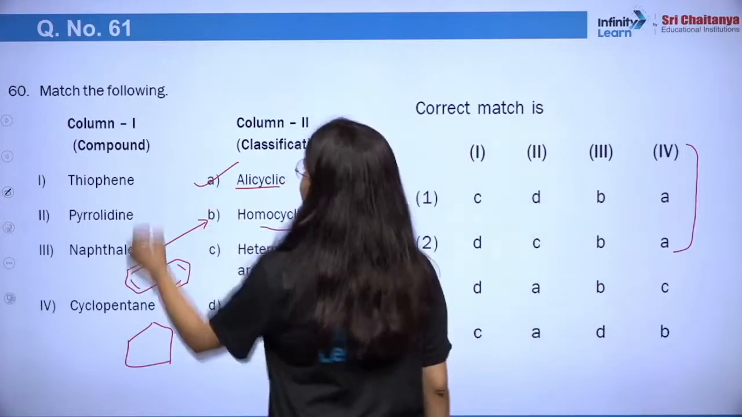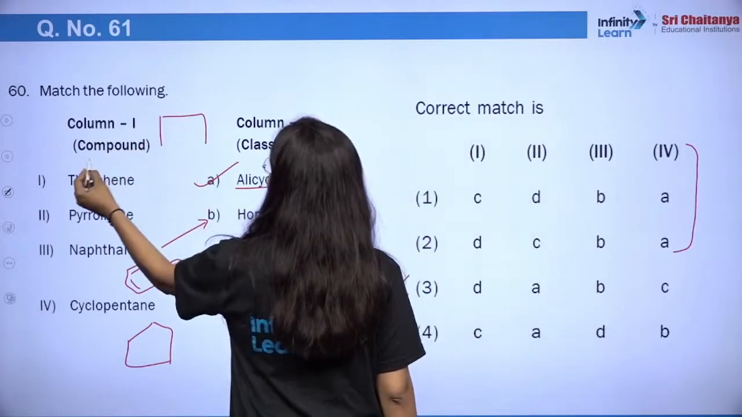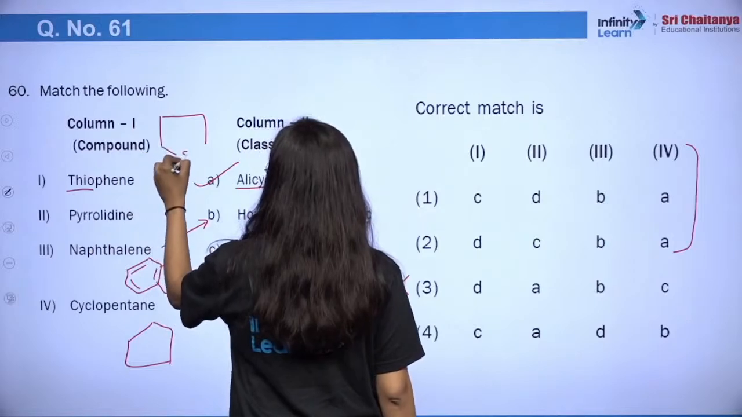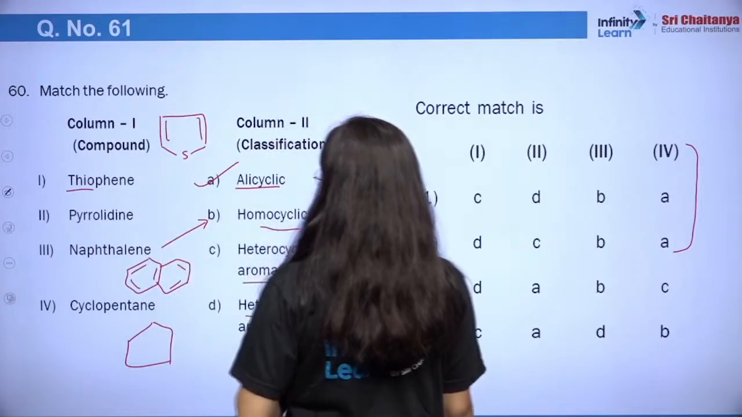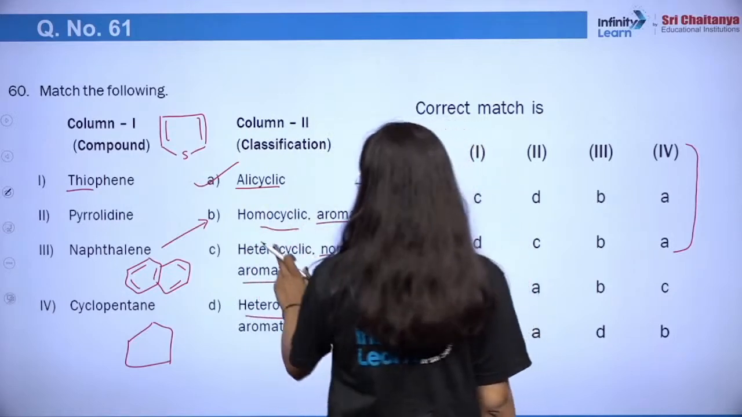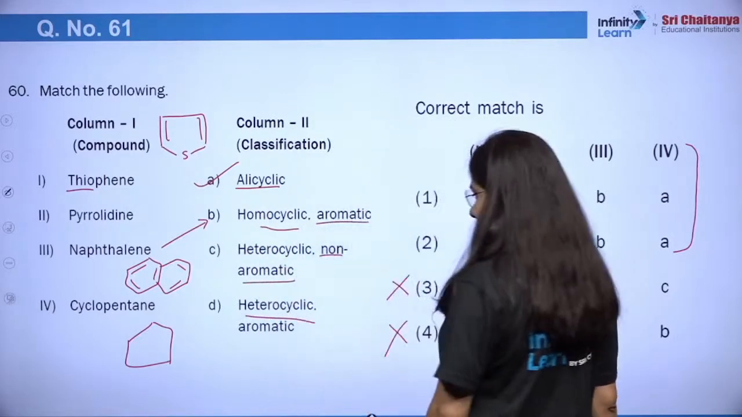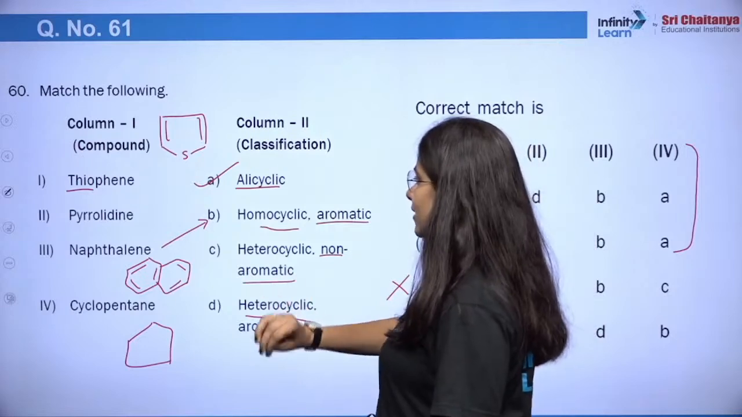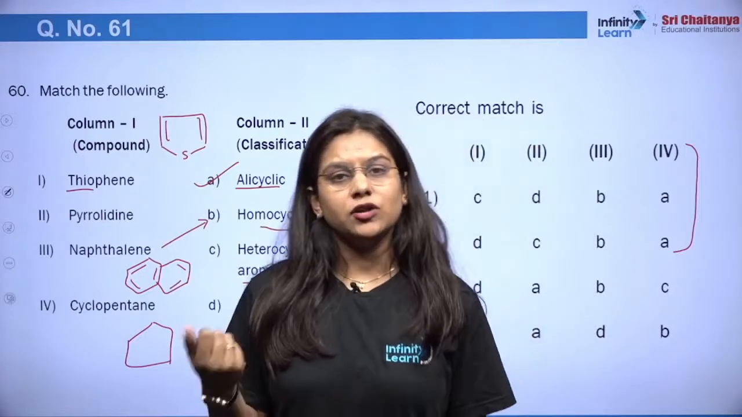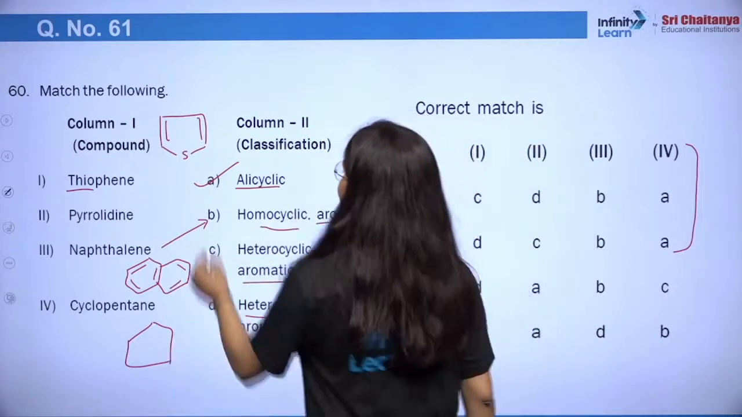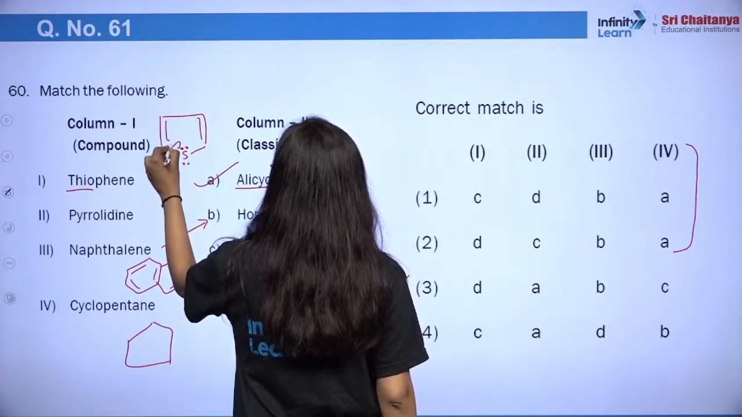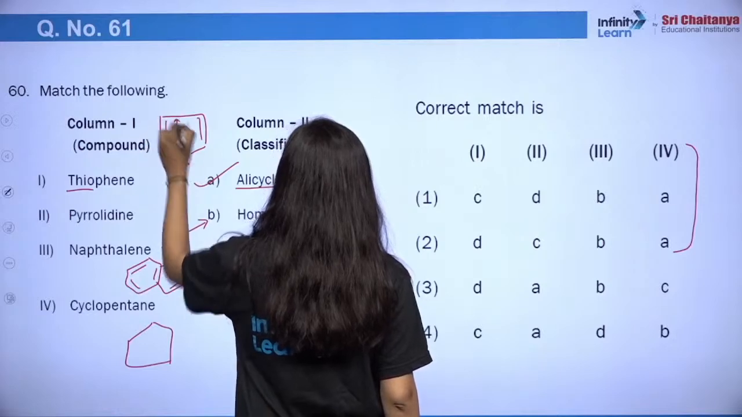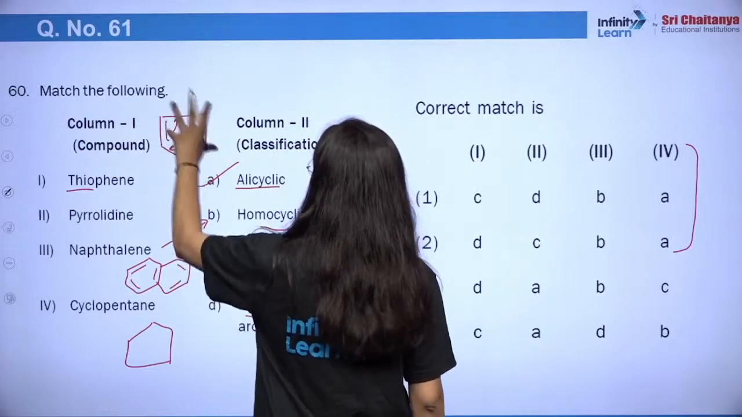What is thiophene? Thio stands for sulfur. So this is a thiophene compound. Now, thiophene is a sulfur-containing compound, so it comes under the category of heterocyclic only. Now, we just need to identify whether it will be aromatic or non-aromatic. So, we have lone pairs also. This lone pair will participate in the resonance.